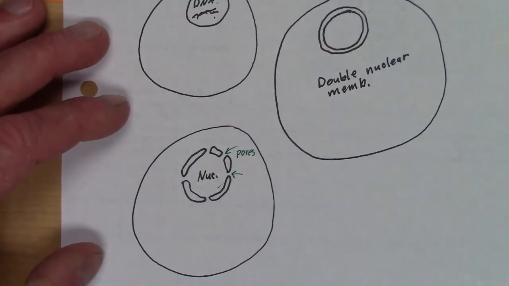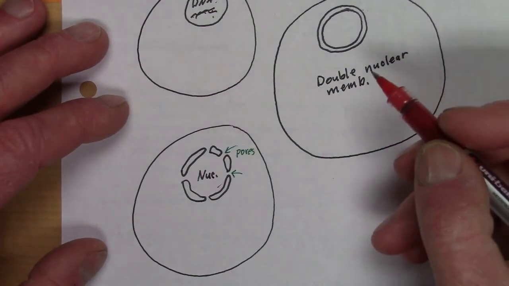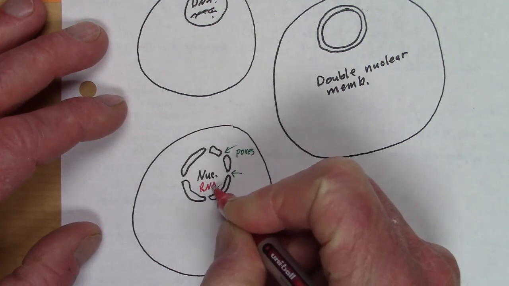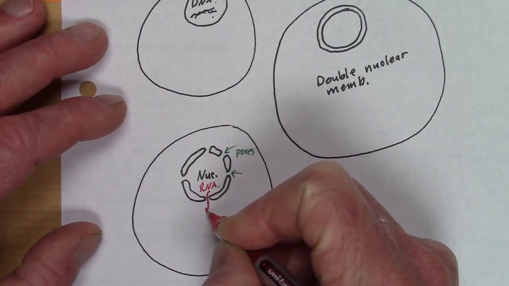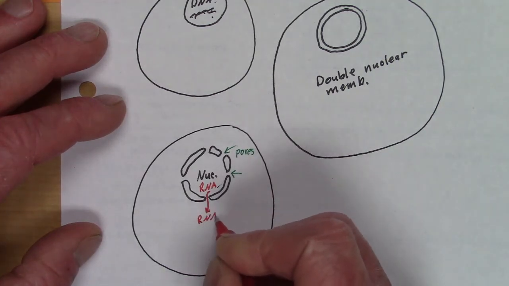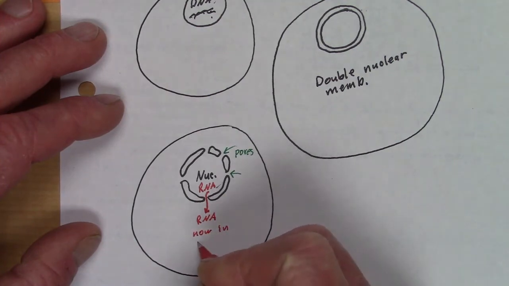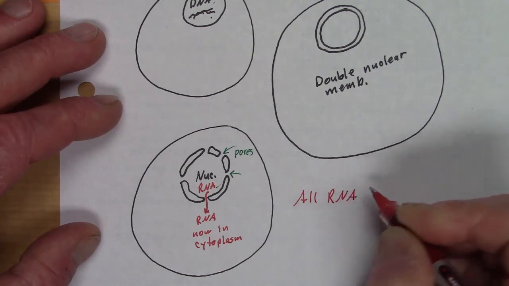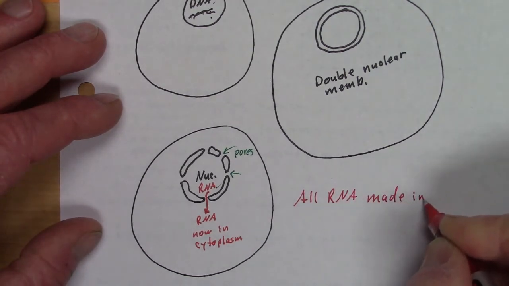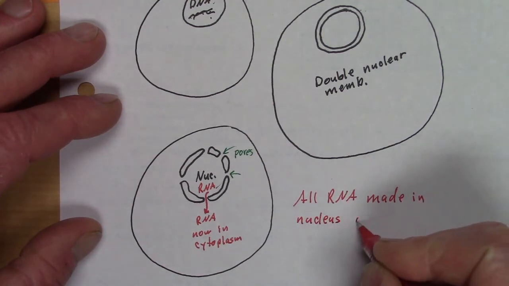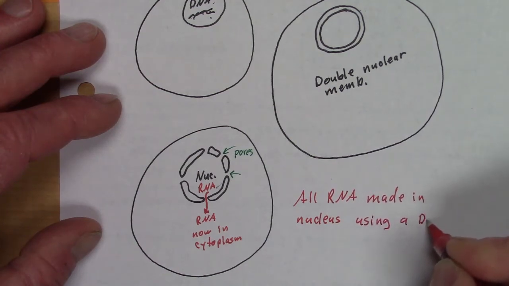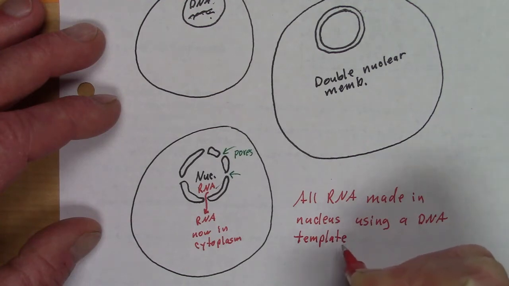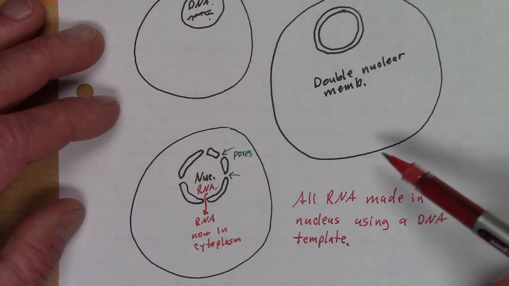And what that allows for, what we'll see later, is that DNA is used to make RNA, and then the RNA can leave the nucleus through those pores and go out into the cytoplasm. RNA, let's say now, in cytoplasm. Because all RNA is made in the nucleus, let's say using a DNA template or instruction sheet. We haven't talked about that yet, so don't worry about it. But we will.